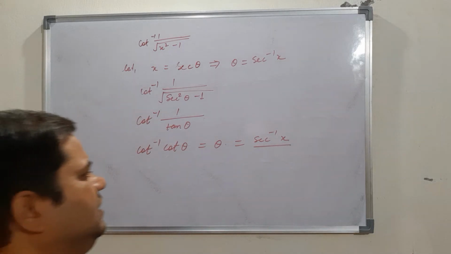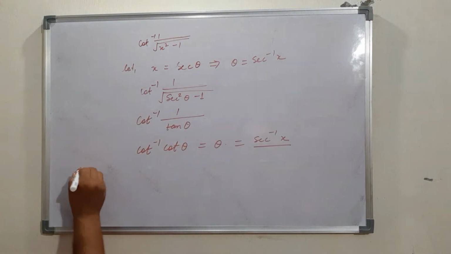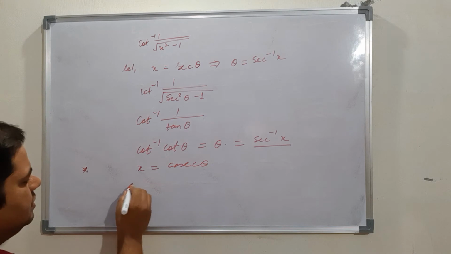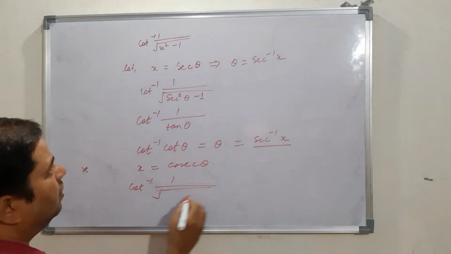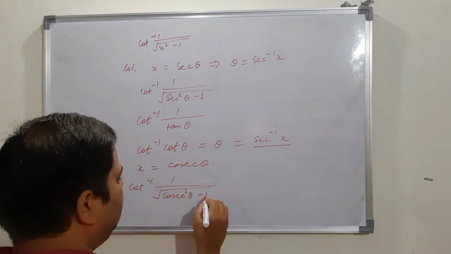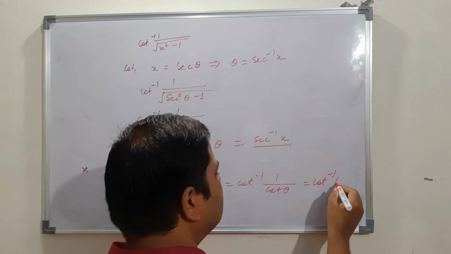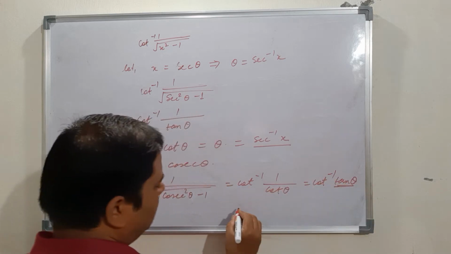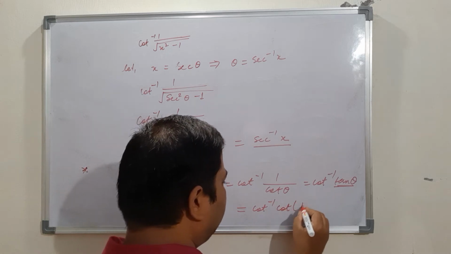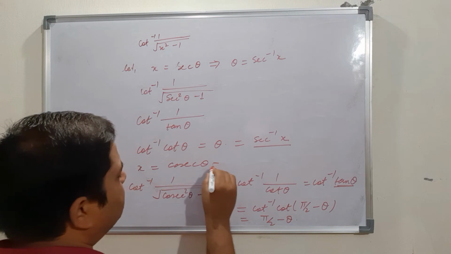But if you suppose cosec theta, then the question can also be solved, but there are some changes. Suppose for this particular question, we consider x is equal to cosec theta, then this is cot inverse 1 upon root of cosec square theta minus 1. This is cot inverse 1 upon cot theta. This is cot inverse of tan theta. So this is the problem, but we have to solve cot inverse. Tan theta can be written as cot of pi by 2 minus theta. So this is pi by 2 minus theta, and theta is what?